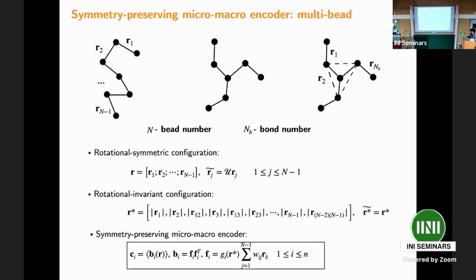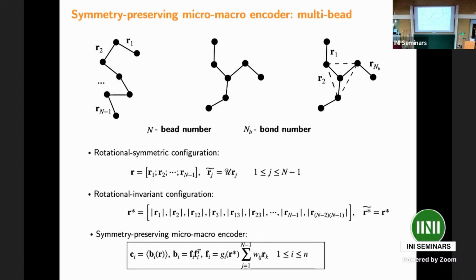Then we can further generalize these forms for multi-bead systems. The idea is all similar. We define a set of rotation-symmetric configurations R, which rotate with respect to the micro configuration, and a set of rotation-invariant configurations R star. Then we can use R and R star to construct these encoders for the generalized molecules.